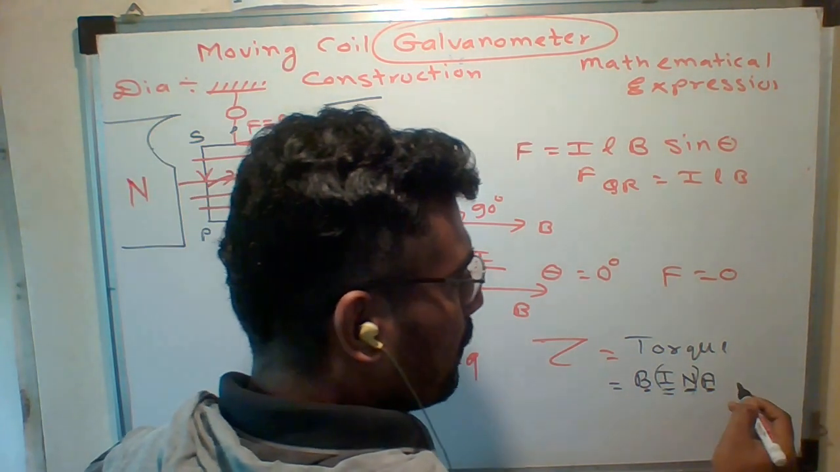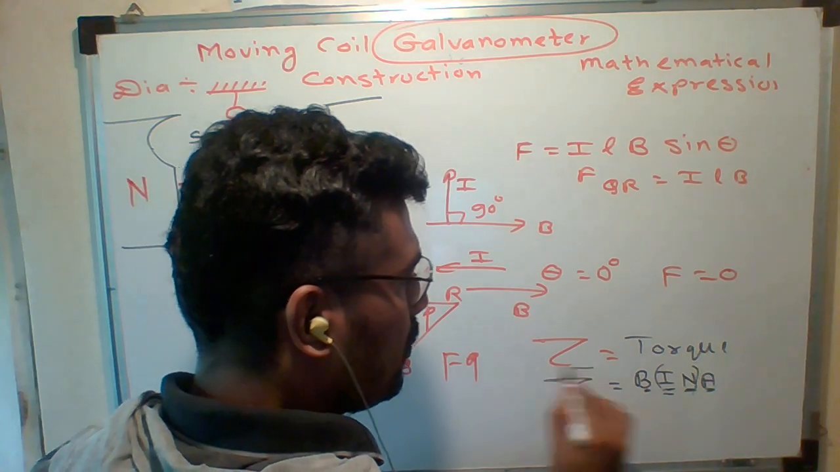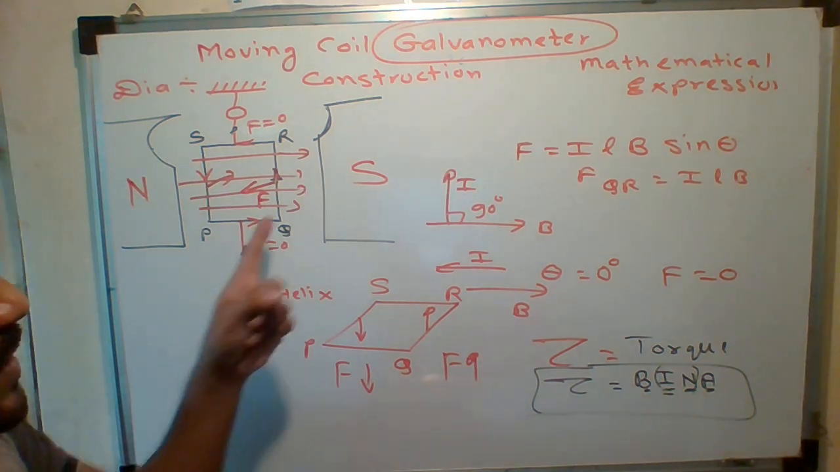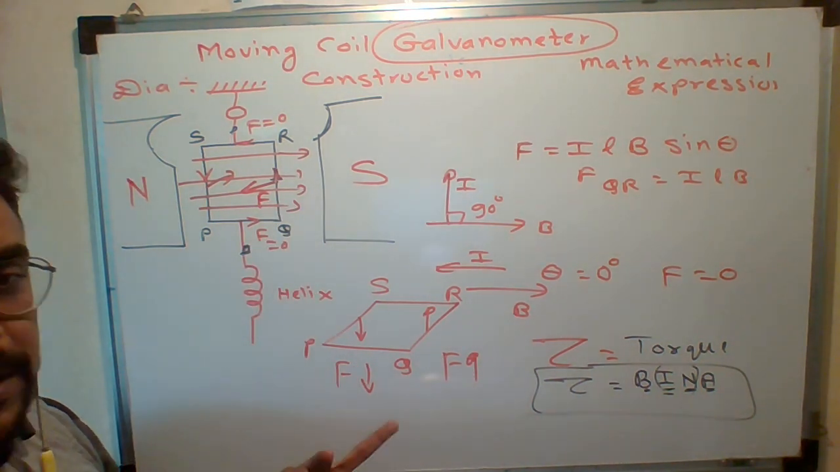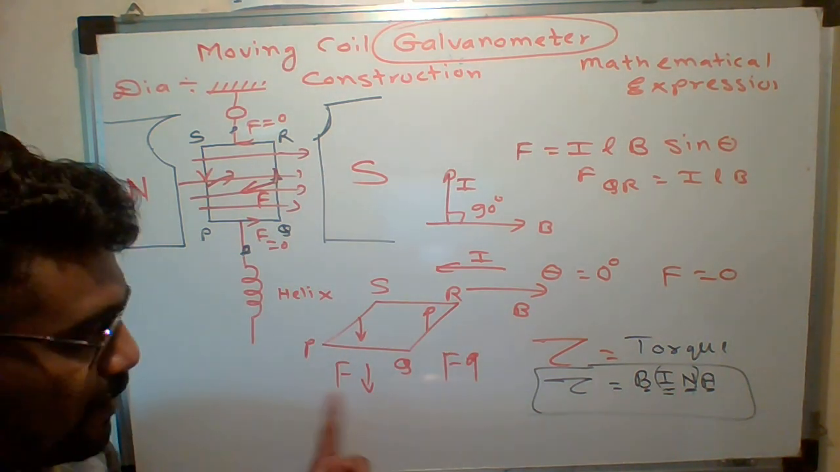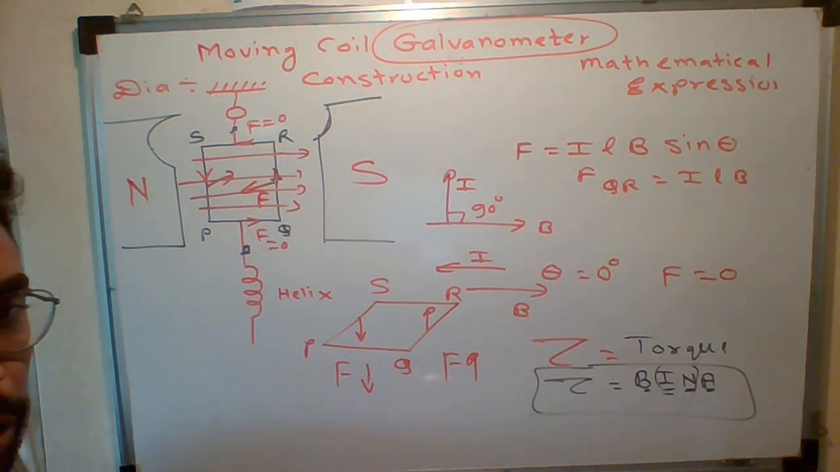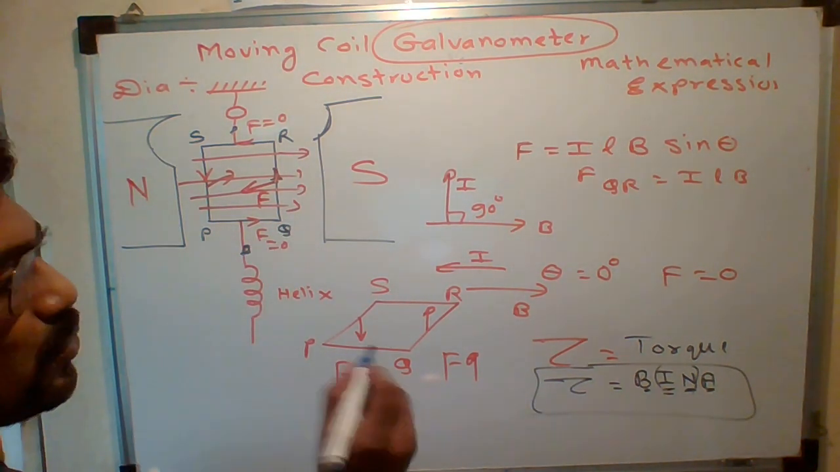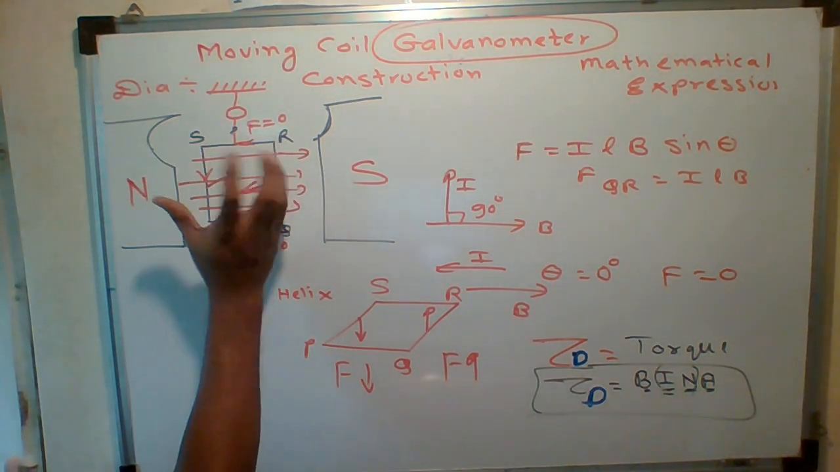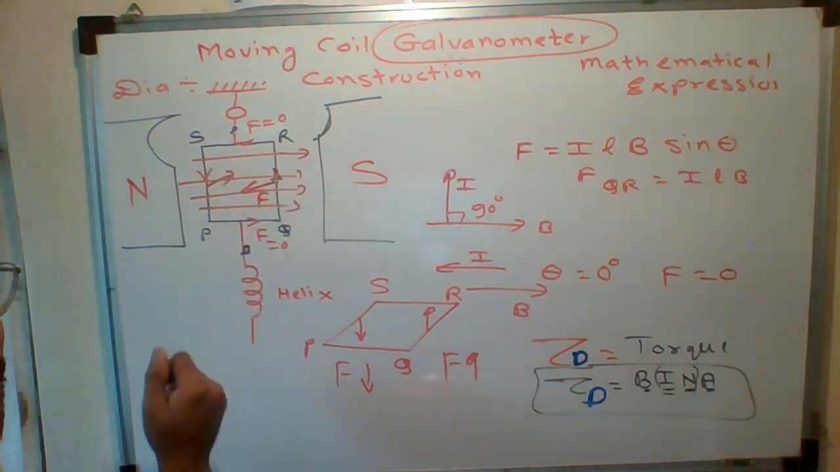Tau is equal to BINA sin theta. What is theta here? Theta is 90, so tau is BINA. Remember this. Students, let me explain again. Due to this current, two equal and opposite forces act on the arms PS and QR. Due to these two equal and opposite forces, torque will be generated. That torque is called the deflecting torque. So what will happen? The coil is going to move, the coil starts to rotate.